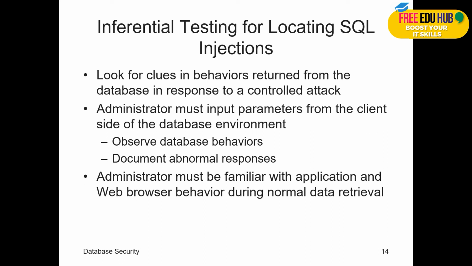The administrator must input parameters from the client side to the database environment, observe the database behavior, and document abnormal responses that you get whenever you pass on credentials. Like if you try to enter any code instead of the username, what would be the response? How would the application catch it? What kind of response would it show you on screen?